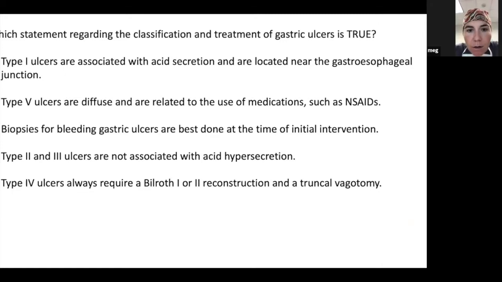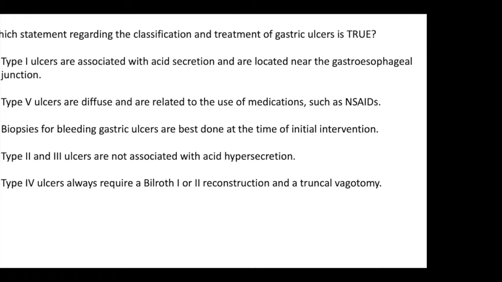Sure. Which statement regarding the classification and treatment of gastric ulcers is true? I think it's B. That is correct.